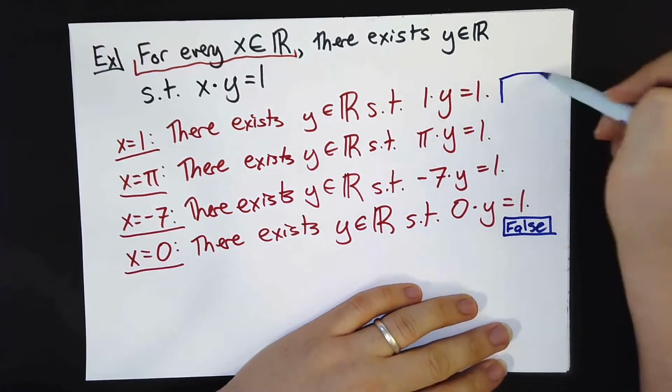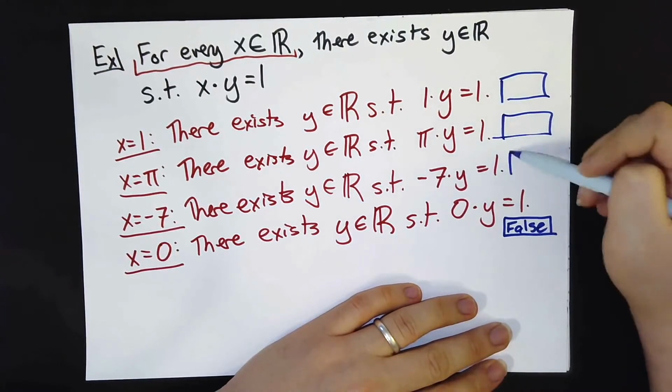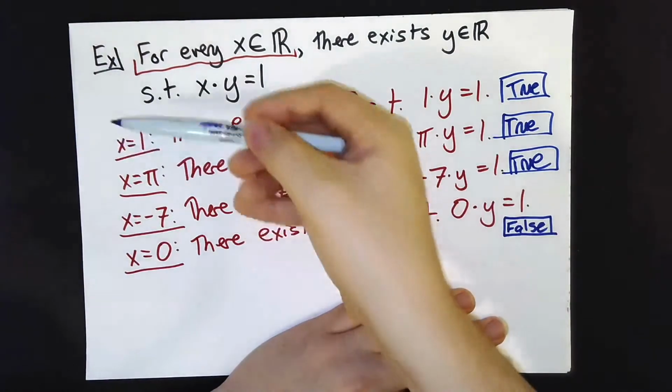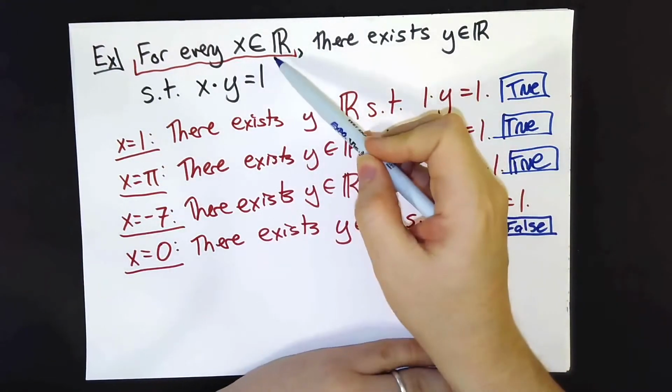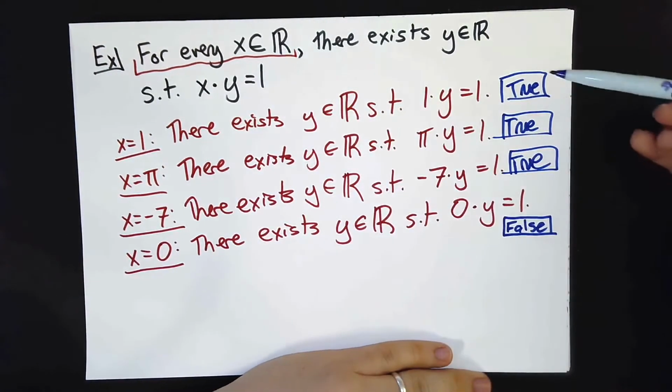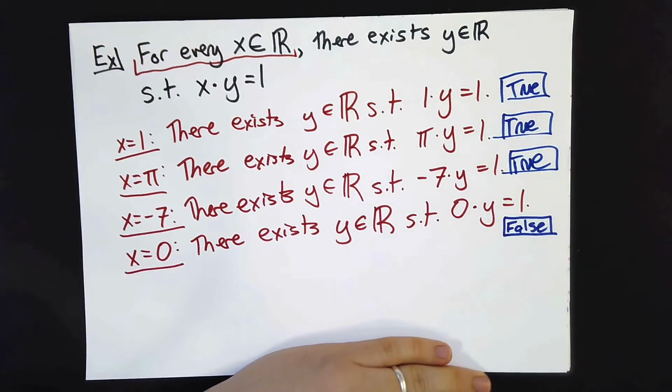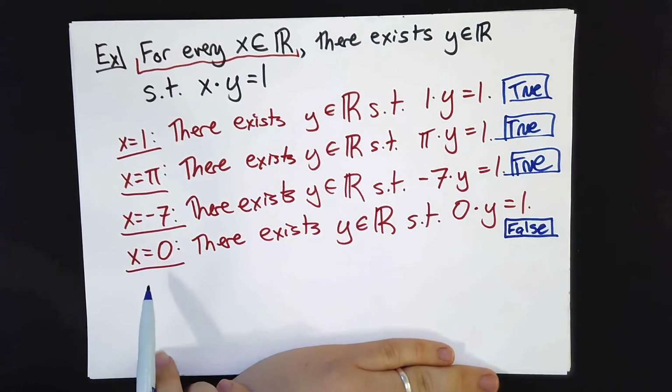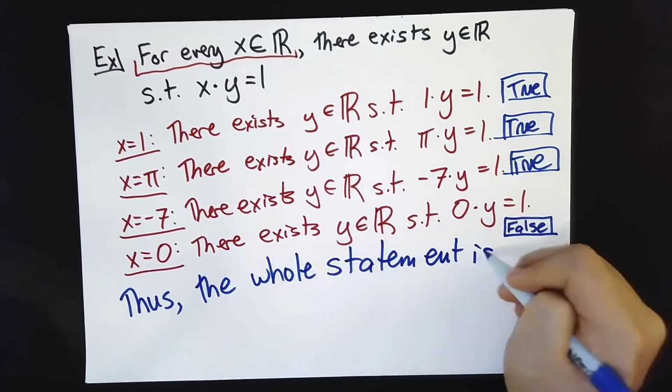And so even though all of these were true, and indeed literally every other statement for every real number other than 0 that you write down would be true, because of this one line being false, the whole statement is false.